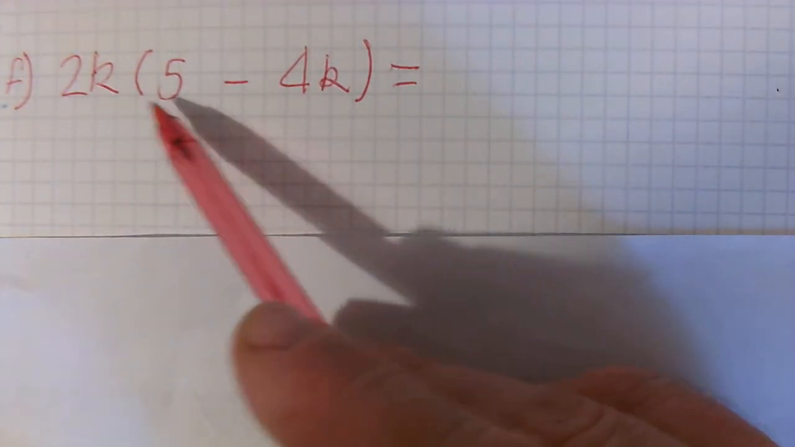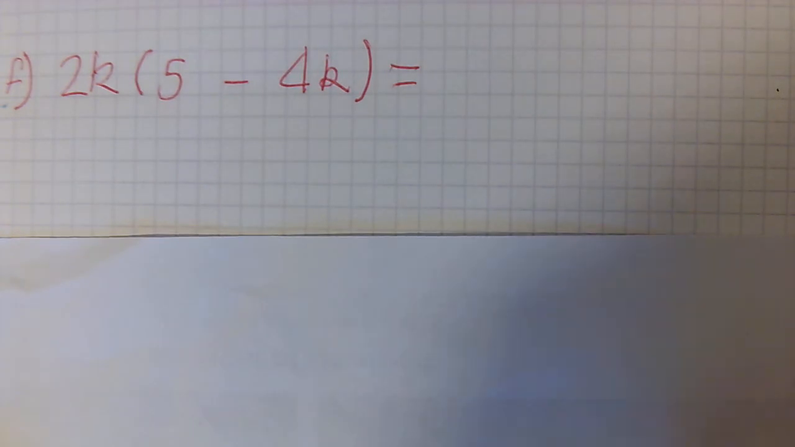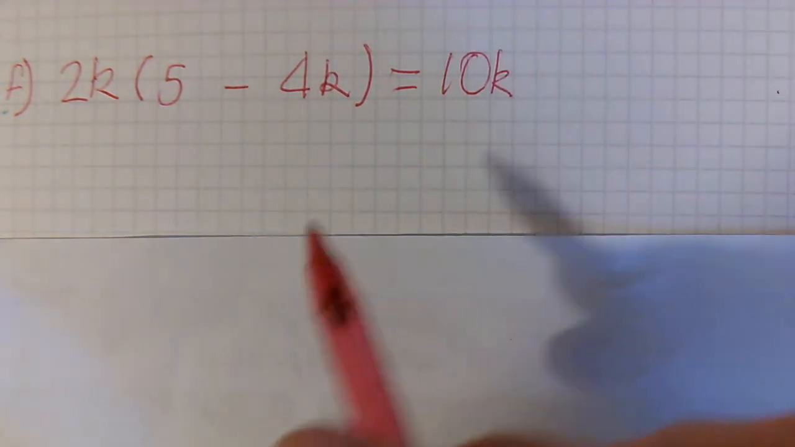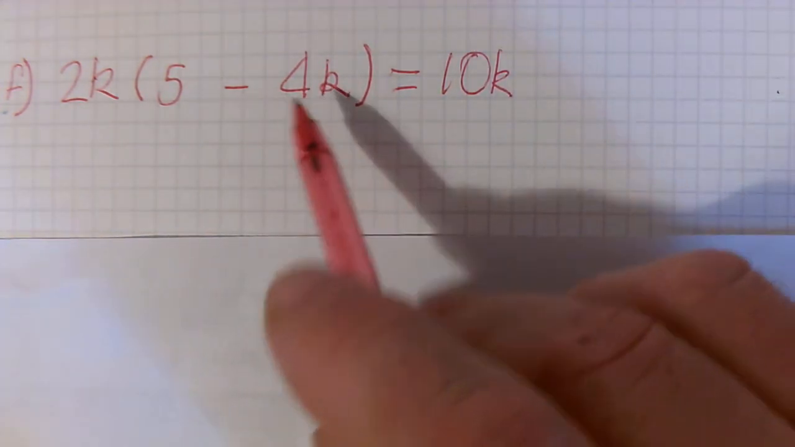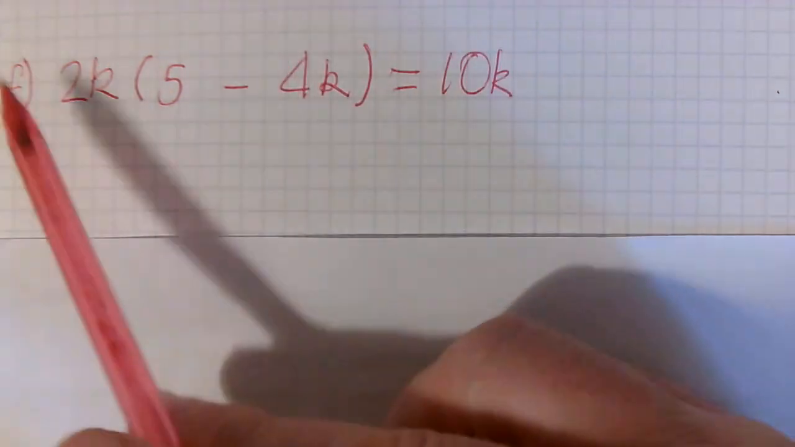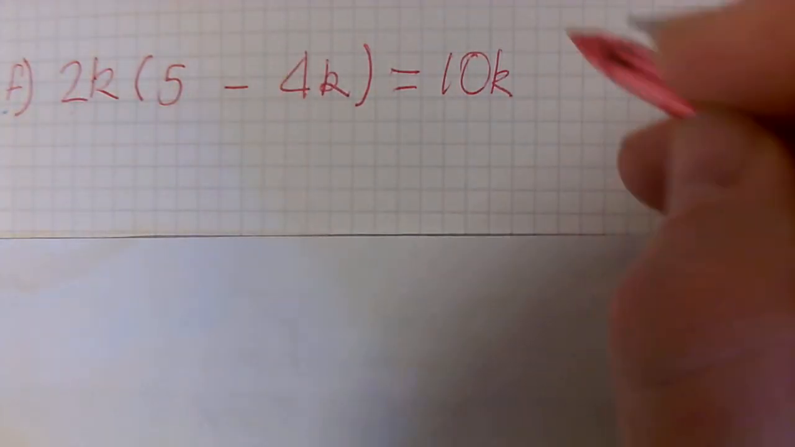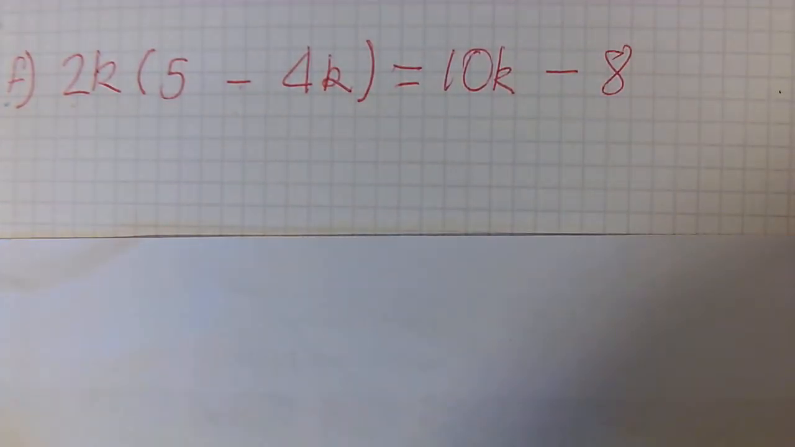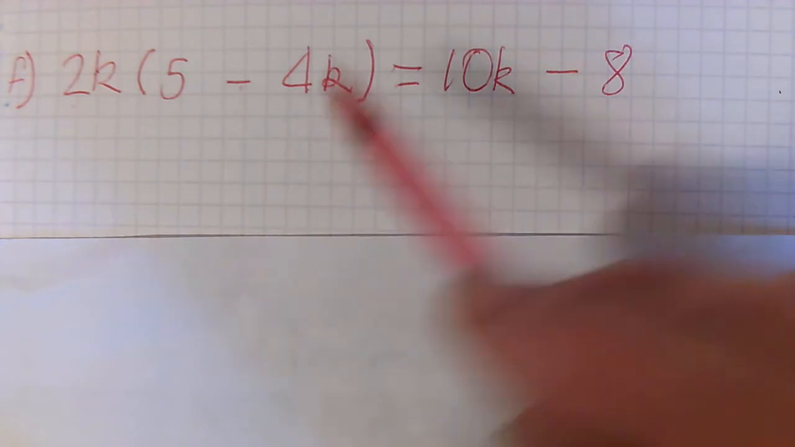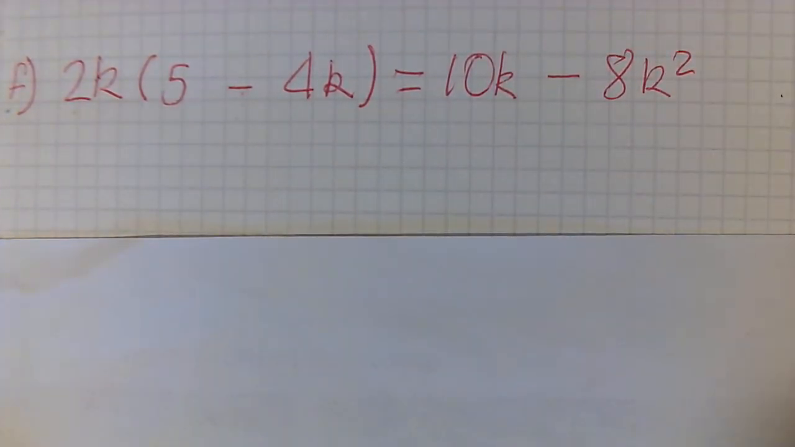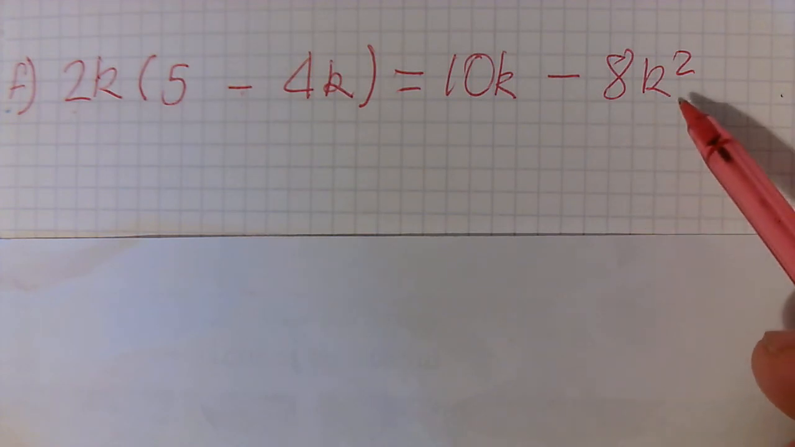2k is multiplying each term in the bracket. So you've got 5 times 2k, which is 10k. Your next term comes from the minus 4k, which is going to be multiplied by the 2k. So I'll deal with the numbers first. 2 times 4 is 8, and this is going to be minus 8. Then I've got k times k, which gives me k squared. So the final form of the answer is 10k minus 8k squared.